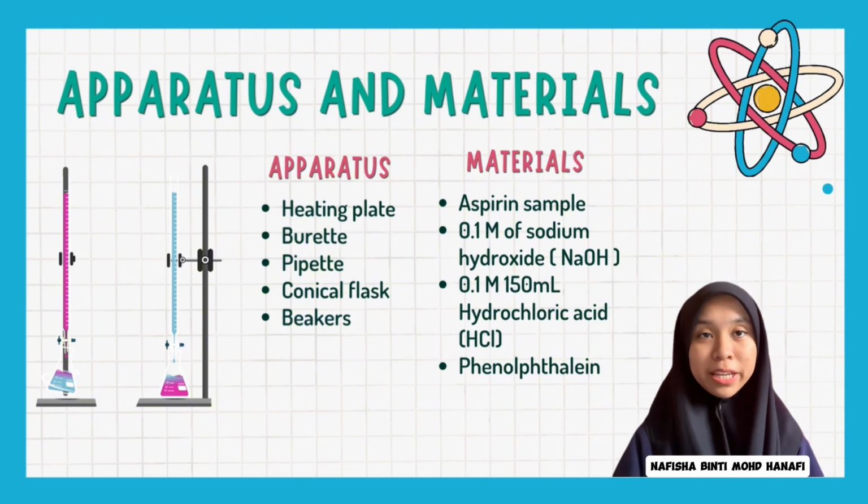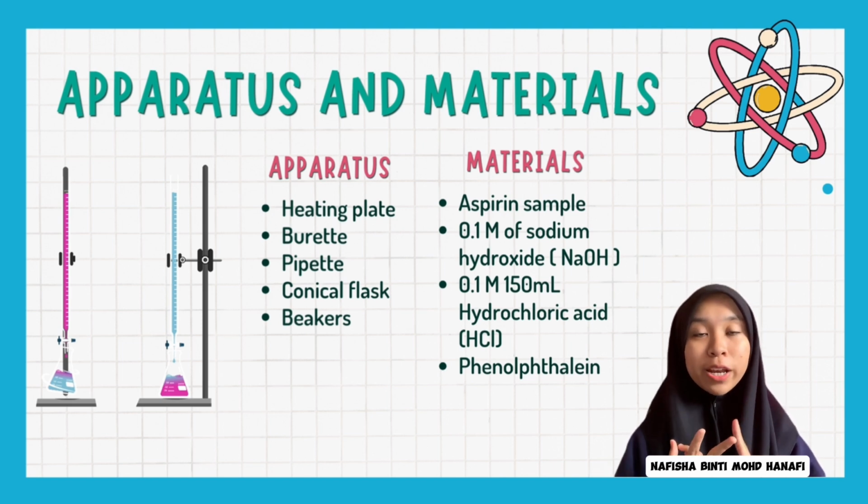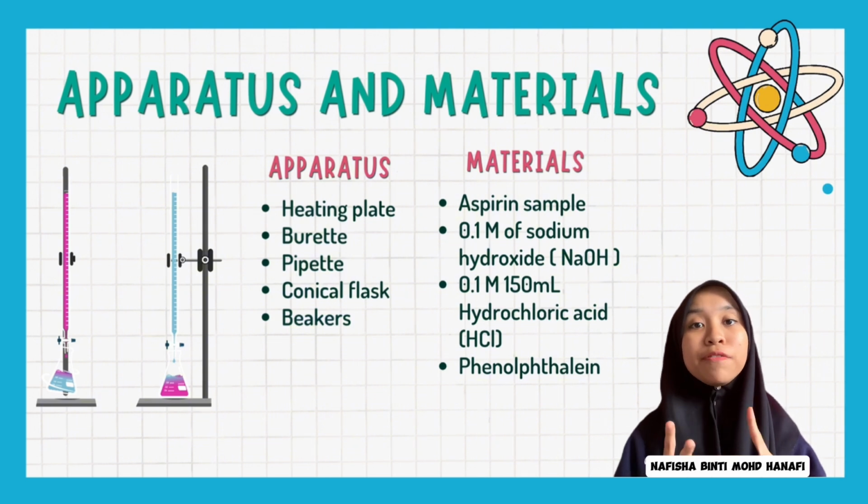First, I will explain the materials and apparatus used in this back titration experiment. The materials used are aspirin sample, 0.1 M sodium hydroxide, hydrochloric acid, and phenolphthalein indicator. The apparatus used in this experiment are a heating plate, burette, pipette, conical flask, and also beakers.